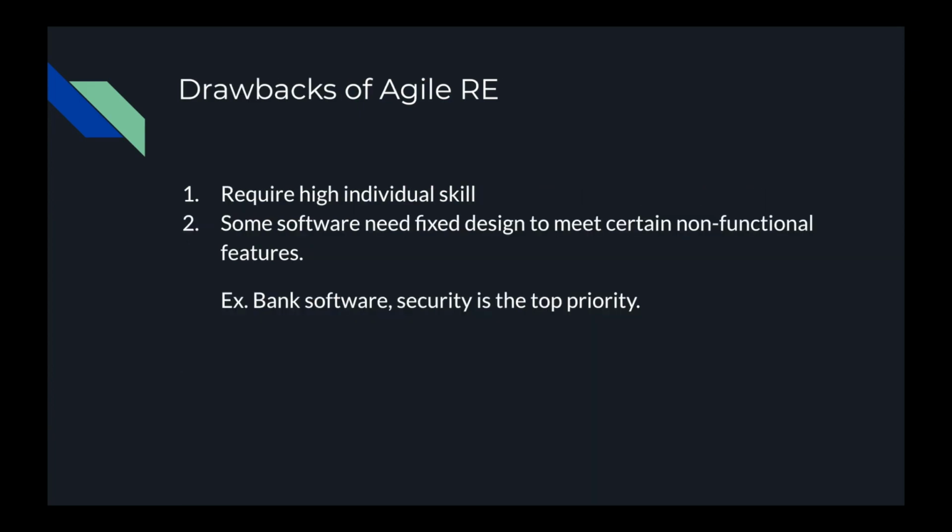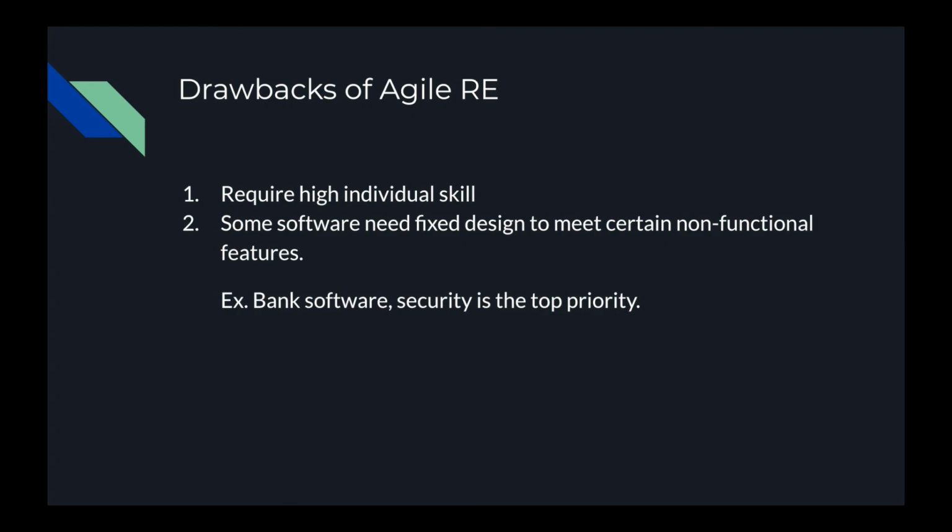There are several drawbacks of Agile requirement engineering. First, it requires high individual skill. So for a team, if someone lacks skill, it might create a gap in running on time. And secondly, some software needs a fixed design. It's required by the stakeholder to meet certain non-functional features.